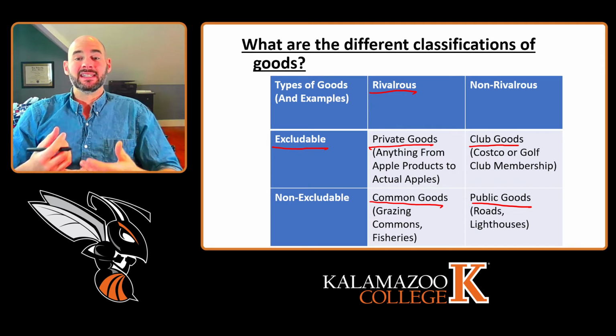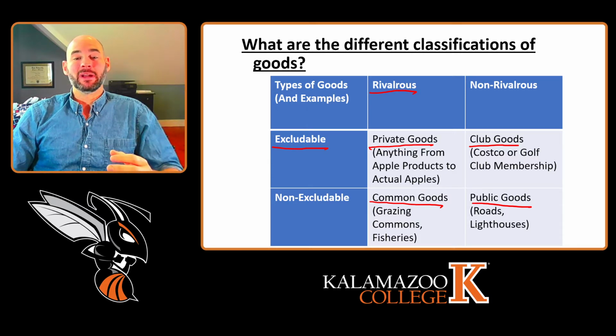Rivalrous just means that if you consume something, then somebody else can't consume that same unit of consumption. So what is rivalrous? I say here anything from Apple products to actual apples, something that if you buy, somebody else can't buy it. If you eat an apple, nobody else can buy that same apple.